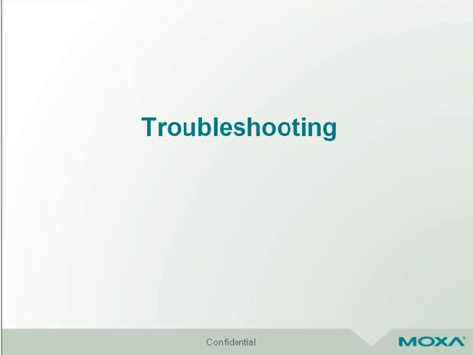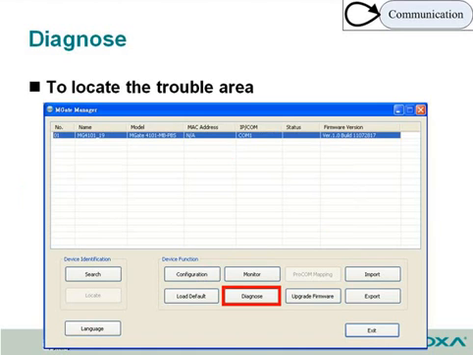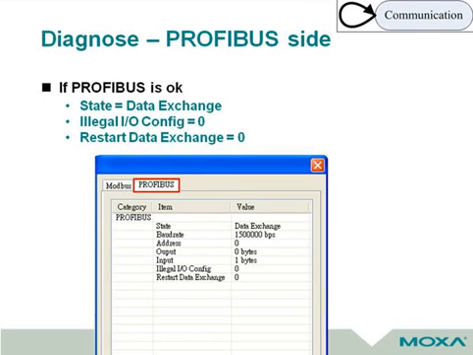Next, let's go to troubleshooting. When the MGate communicates between Profibus and the Modbus protocols, if an issue occurs, the user won't know where the problem is. At that moment, the user can use the Diagnose function to locate the problem. Please open the MGate Manager and find the Diagnose button. Under normal conditions, open the Diagnose window.